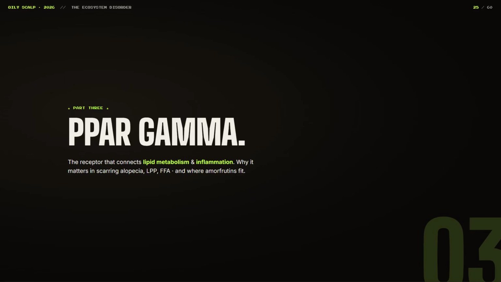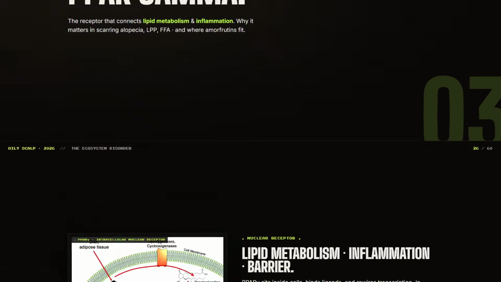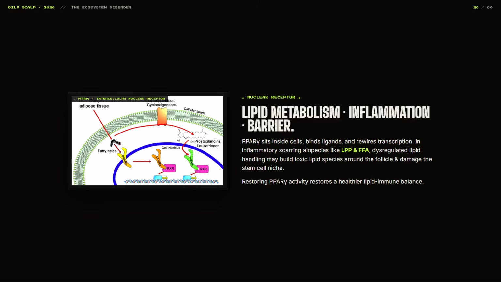PPARγ, or peroxisome proliferator-activated receptor gamma, is a receptor that's part of a group of cell-bound intracellular nuclear receptors that act as transcription factors to regulate gene expression, particularly when it comes to lipid profile. When these receptors are activated by specific lipid-derived molecules, which are called ligands, they bind to specific parts of the DNA inside specific cells, and they will activate specific genes.